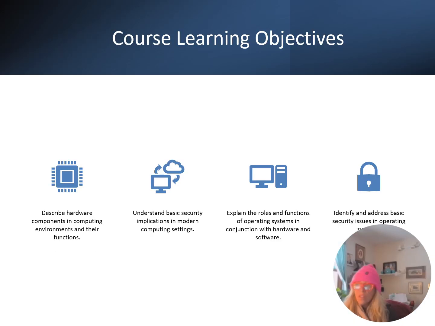So we have a bunch of learning objectives. Again, we're going to look at the different hardware components and their functions. We're going to understand the basic security implications in our modern computing settings. We're also going to look at the roles and the functions of operating systems as it pertains to hardware and software, and then also identify and address basic security issues in operating systems.